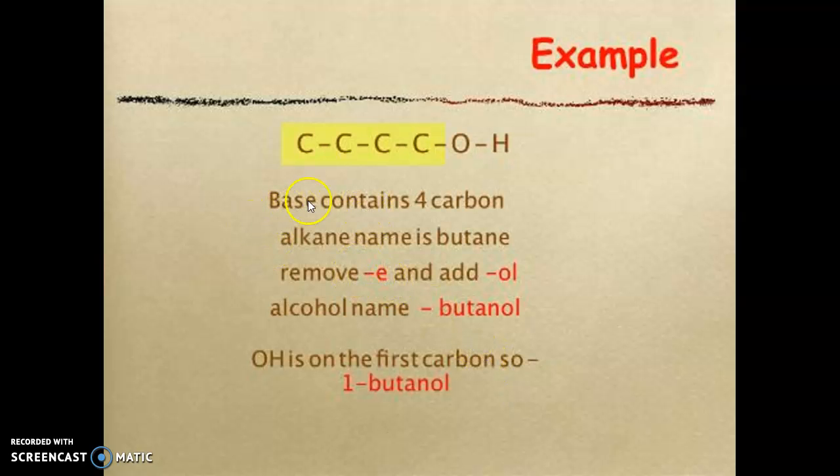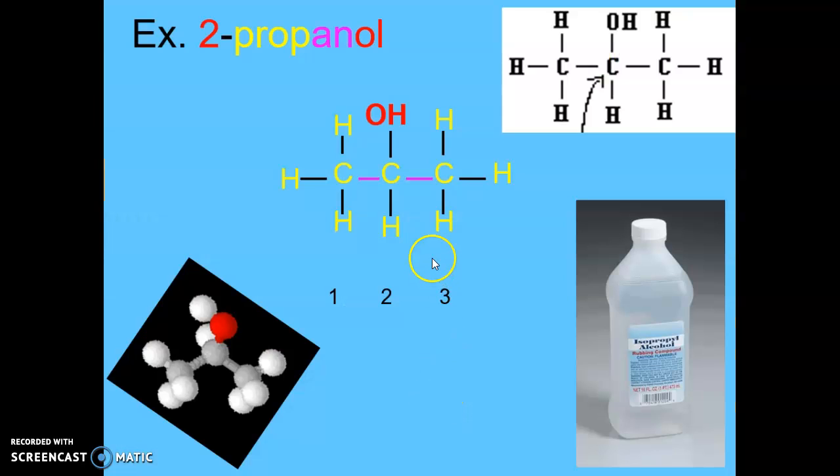Example: this compound contains 4 atoms of carbon. The alkane name is butane. Then we remove the E and we add -ol, butanol. As the alcohol group is in carbon 1, we say 1-butanol. If it were in carbon 2, for example, in this case, it is 2-propanol.